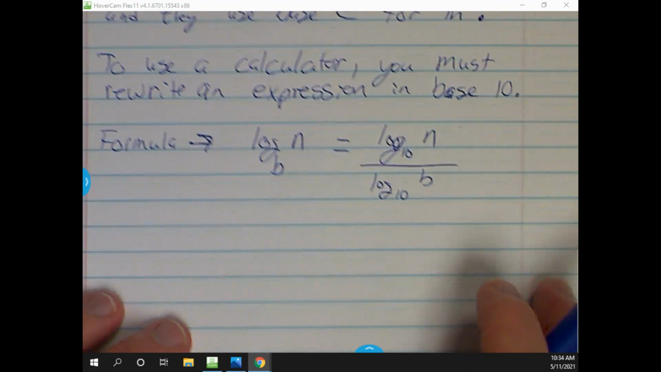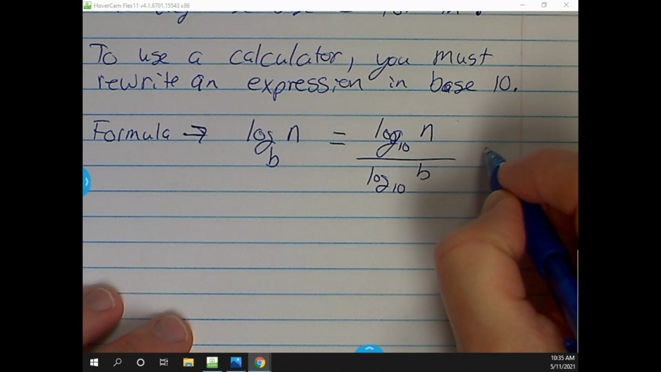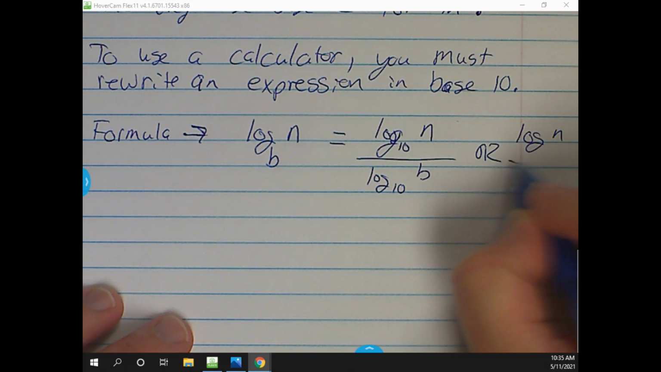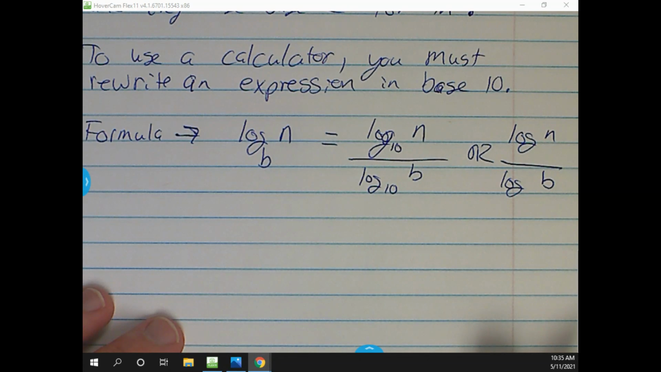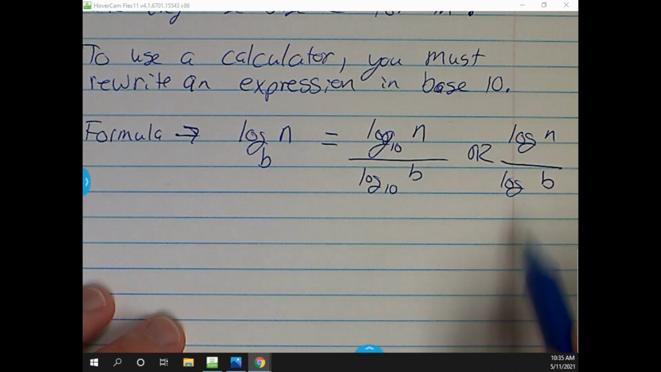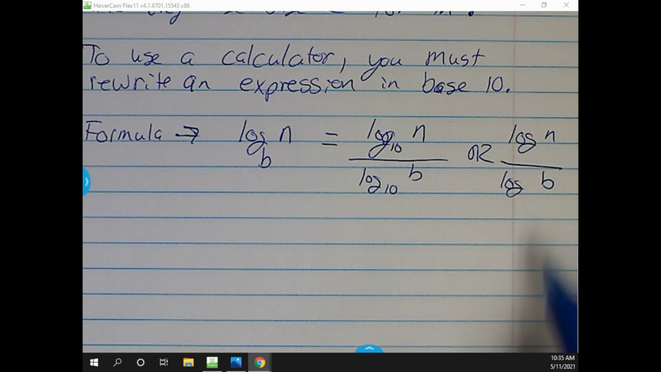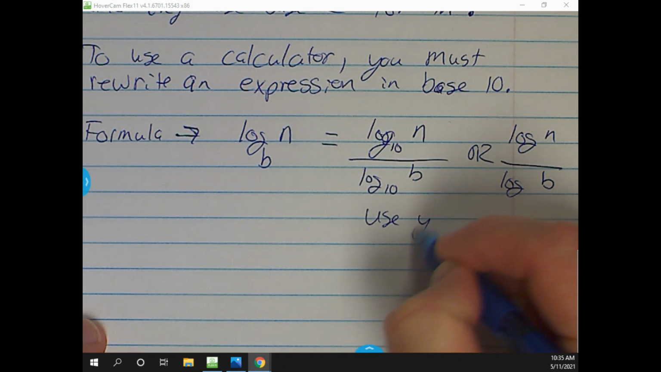Now, realize that, again, what we talked about yesterday, if you don't have a base shown, so it could just be log of n divided by log of b, if you don't put a base there, it's automatically assuming base 10. Sometimes they'll show it this way, sometimes they show it that way. Just realize you can interchange those two and be okay. And then once you've got it here, then you get to use your calculator. And we'll show you how to do that.